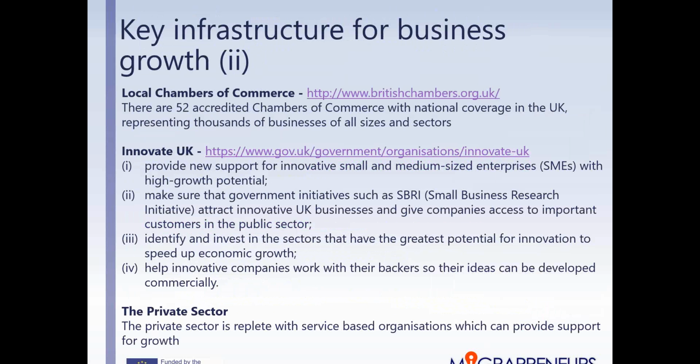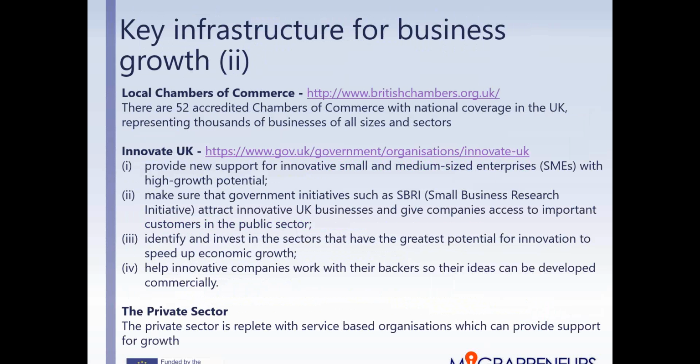Within the UK, we have a very good network of chambers of commerce, and they're very traditional and very well known, and are quite powerful within UK business. And there are 52 accredited chambers across the UK, and they represent thousands of businesses of all sizes and sectors. So they are very well established. They are powerful pressure groups, so they do lobby government and defend business priorities. So they've had quite a lot of input into Brexit and what we should be doing to protect UK business.